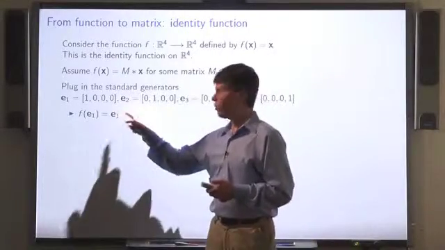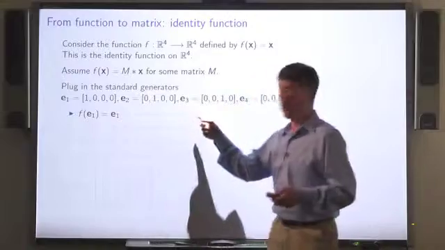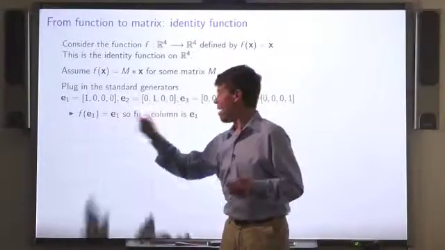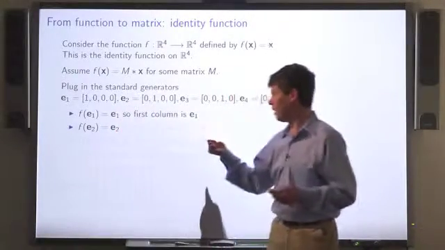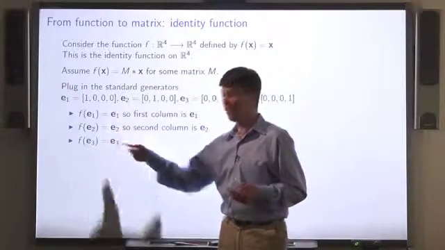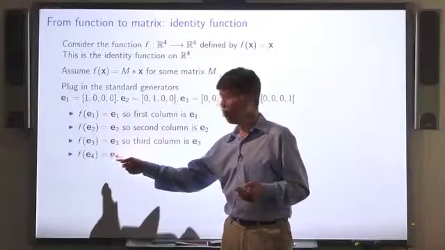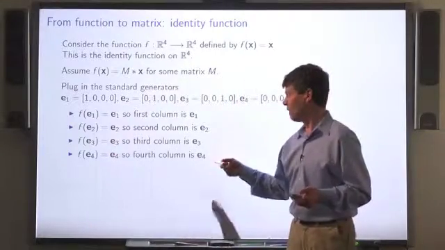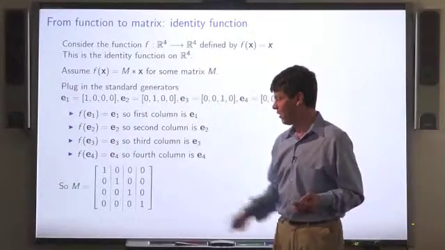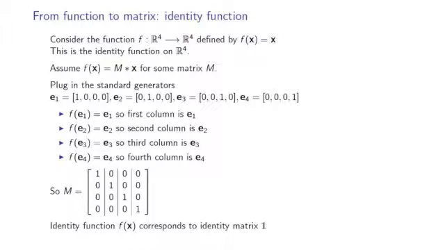F of E1 equals E1. So the first column is just E1. Similarly, f of E2 is E2, so the second column is E2. F of E3 is E3, so the third column is E3. And f of E4 equals E4, so the fourth column is E4. So the matrix looks like this. This is the identity matrix. So we see that the identity function, f of x, corresponds to an identity matrix. That's why we call it an identity matrix.